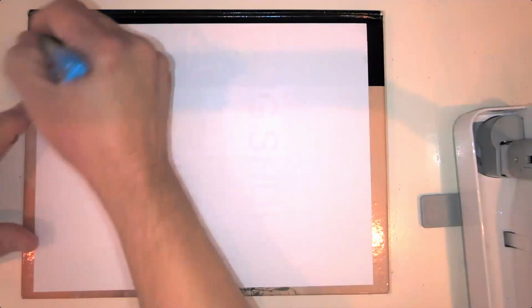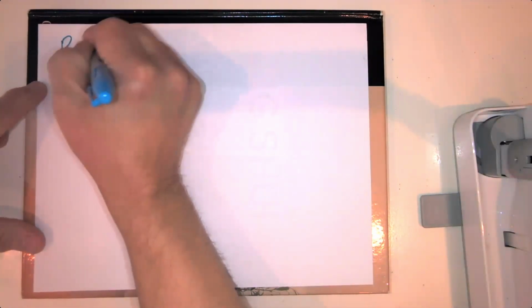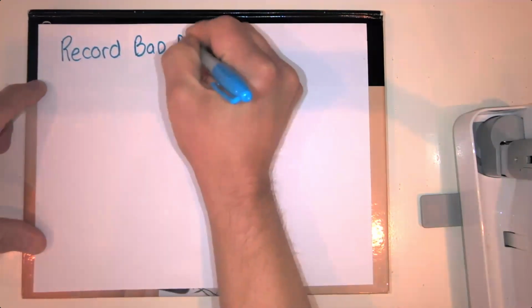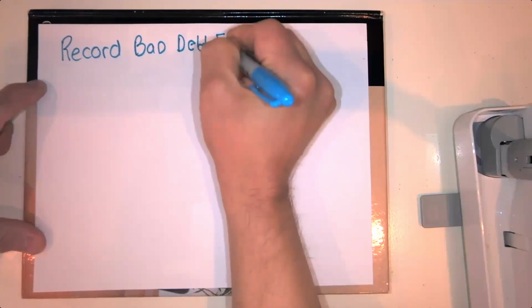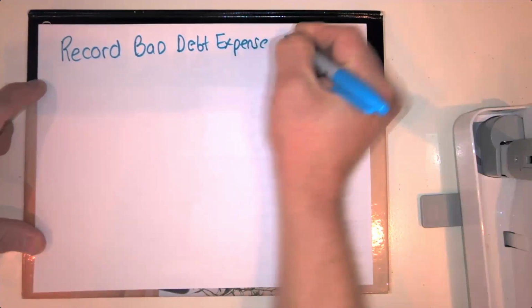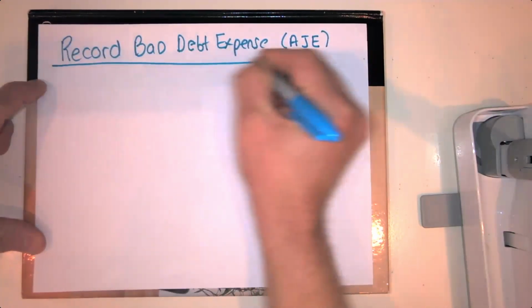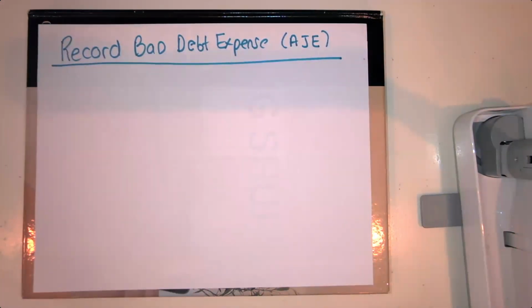And what we do is every year, we're going to record what's called bad debt expense. Record bad debt expense, and I'm going to label that AJE, which stands for adjusting journal entry. So every year, as part of the adjusting process, we're going to record bad debt expense. And let me give you the entry to record this.